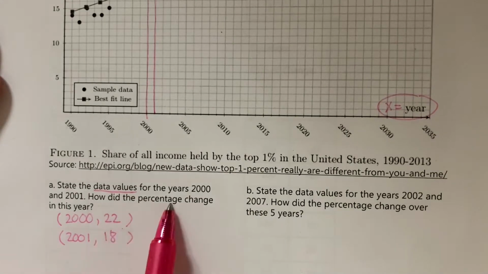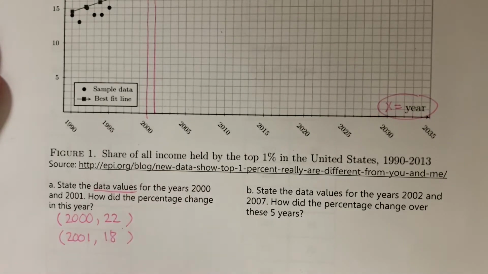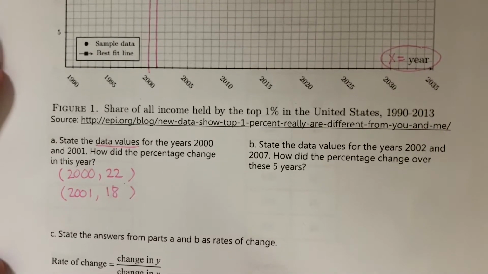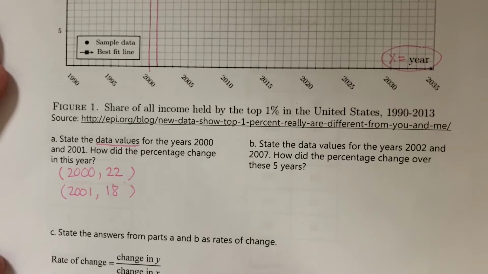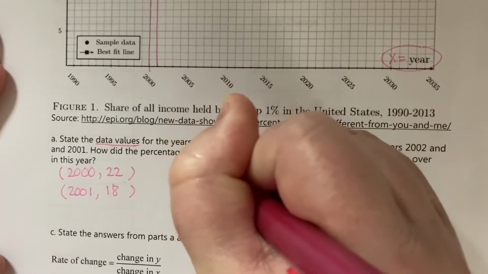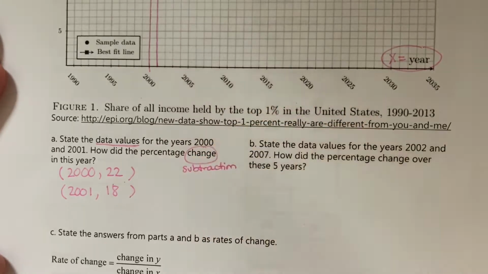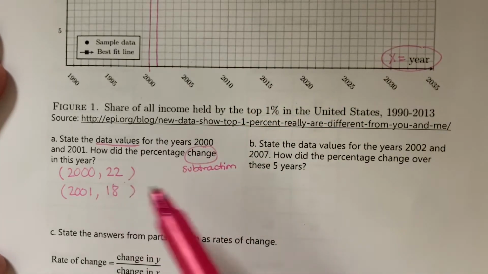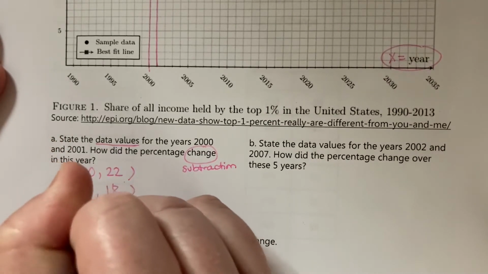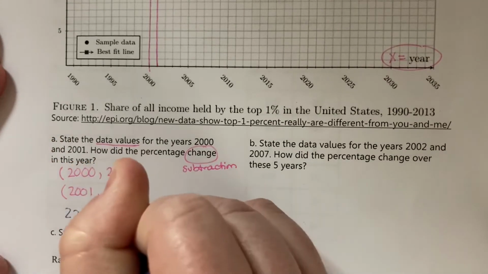Then it said, how did the percent change in this year? What we're going to be talking about in section 3.3 are rates of change. A rate of change is usually a subtraction. We want to know what's the difference between those two. So we're going to take 22 minus 18, and that would be 4.